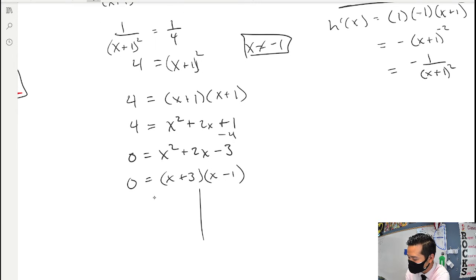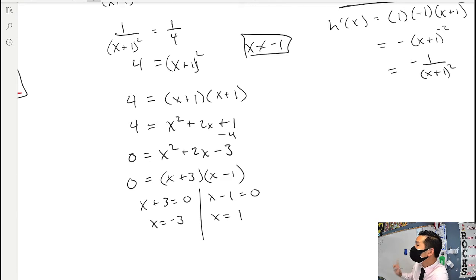What are my two answers? x plus 3 equals 0 and x minus 1 equals 0. We got 2 answers. So we got x equals -3 as one answer, x equals 1 as the other answer, but only one of them applies for this problem.